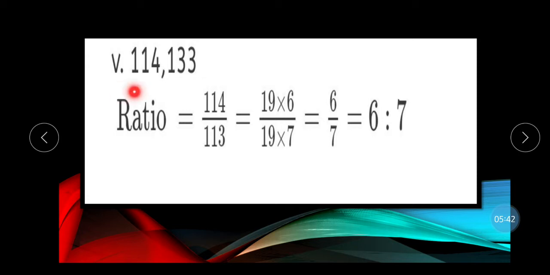Last one, 114 and 133. Ratio is equal to 114 upon 133. It is, children, by mistake it is 113. Make it 133, is equal to 19 into 6 upon 19 into 7. 19 gets cancelled. What remains is 6 upon 7. That is equal to 6 is to 7. Therefore, the final answer is 114 is to 133 is equal to 6 is to 7.